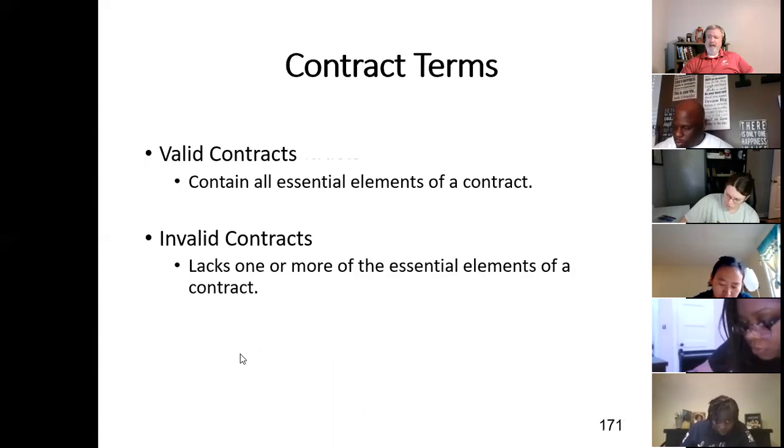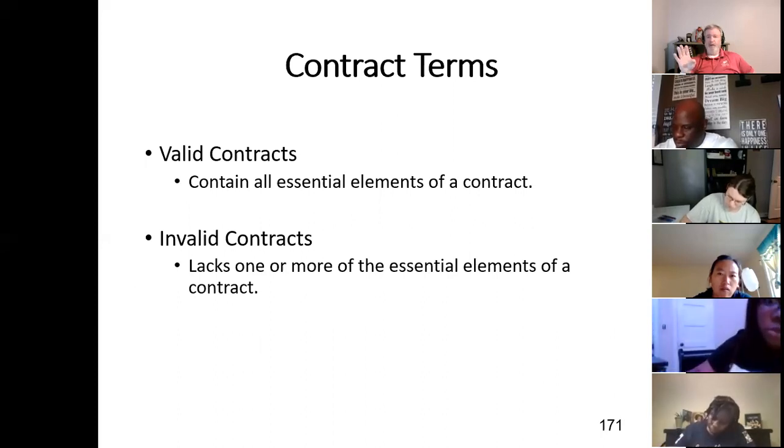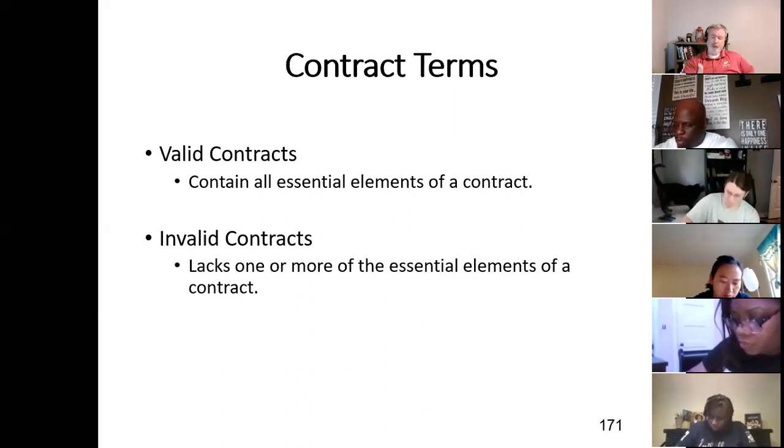But if I skip to the next slide real quick, where it's talking about valid and invalid, to have a valid contract so that we know it's enforceable, it must contain all the essential elements of a valid contract. There are 4 essential elements, and we're going to talk about what those are here in a little bit. So don't worry about it right this second. But as long as all the essential elements are present and agreed upon in the contract, in writing, then it's a valid contract, whereby it's now enforceable in court.